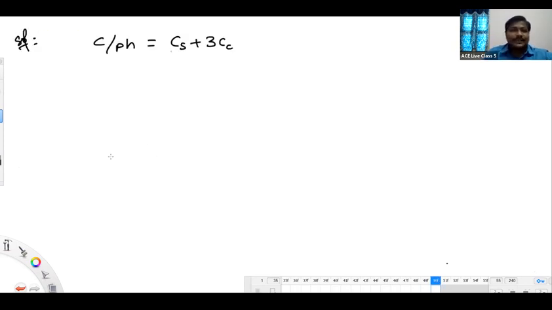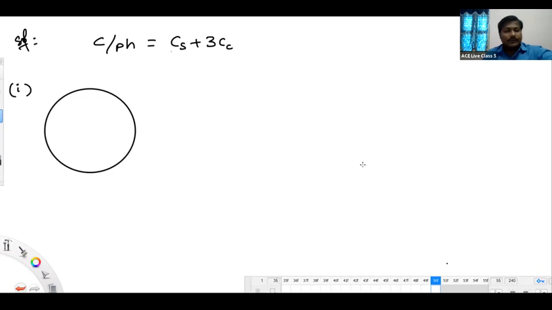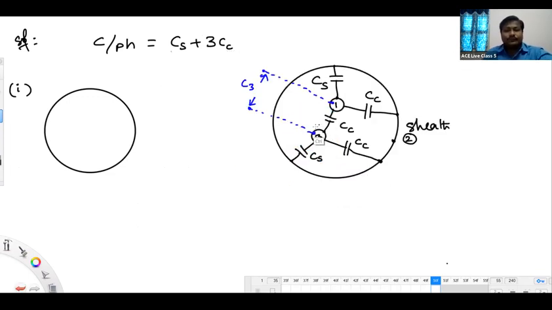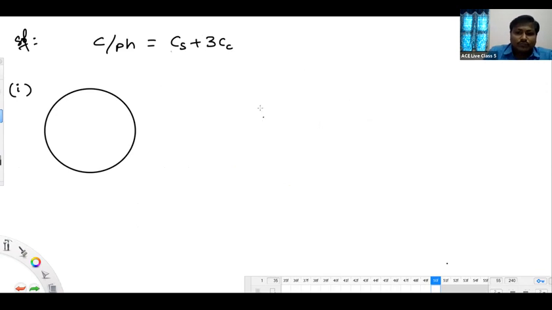Okay, first experiment. I have a cable like this, and I'm showing the conductors. These are the conductors I will show. Conductors 1, 2, 3, I can say.